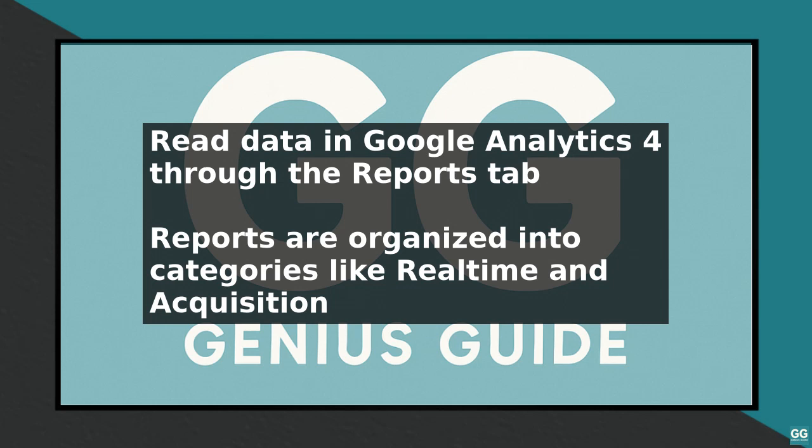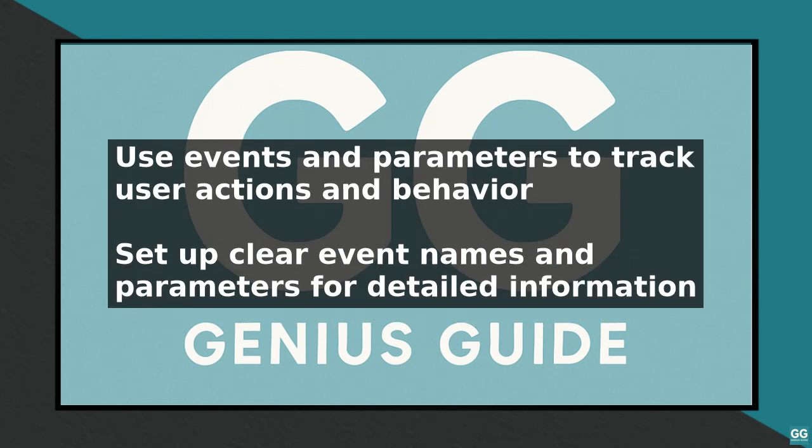Another important concept is the idea of parameters. Parameters are additional pieces of information that you can attach to an event, such as the category of a product or the location of a user. Parameters help you to get more detailed information about your users and their behavior.